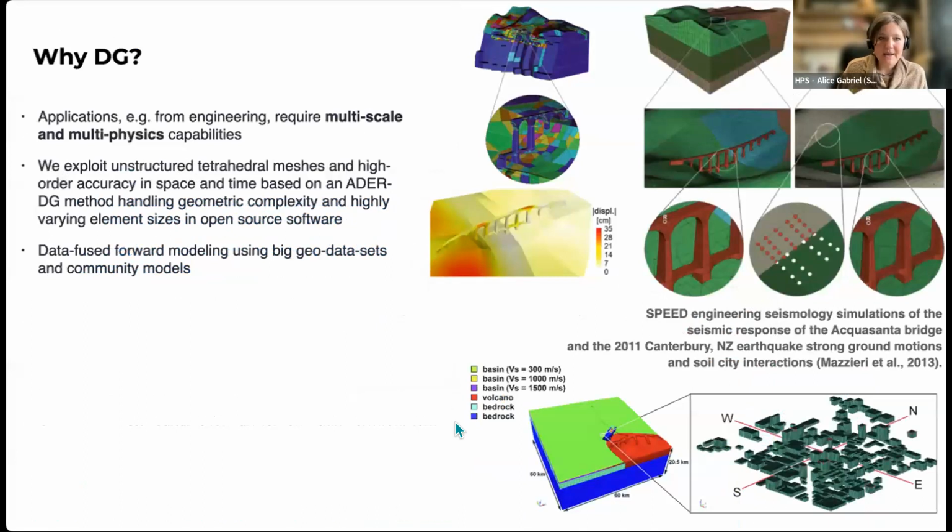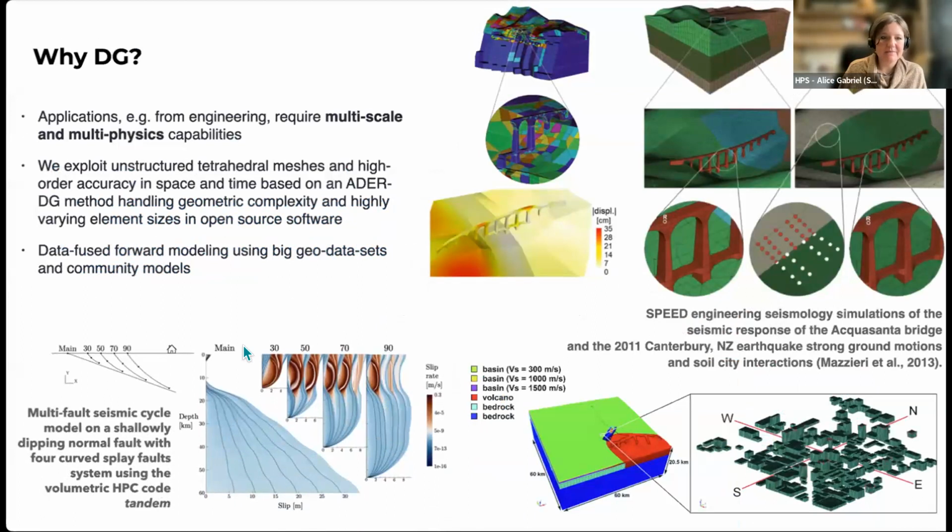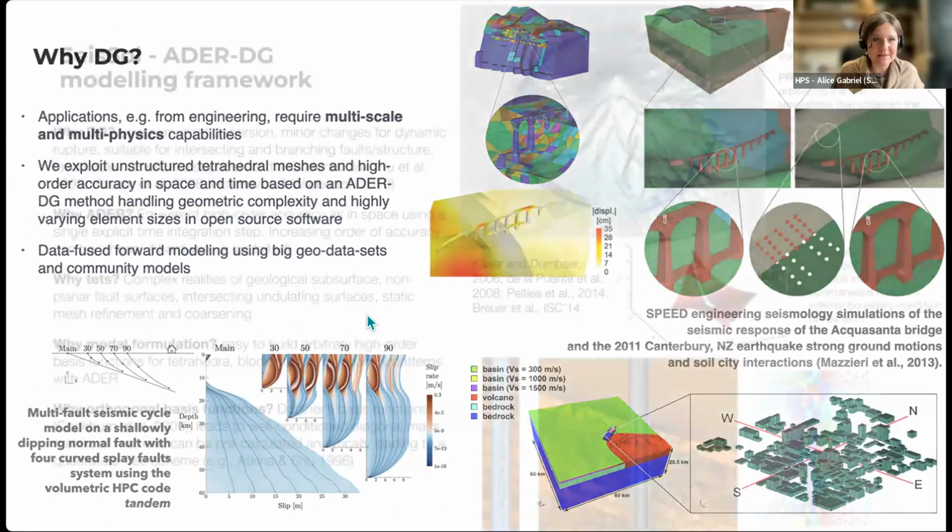Why DG? A couple of motivations. As I said before, it has advantages for being able to use unstructured tetrahedral meshes, for example. It also is easy to parallelize. We can use local time stepping, and you can ask me more about this.